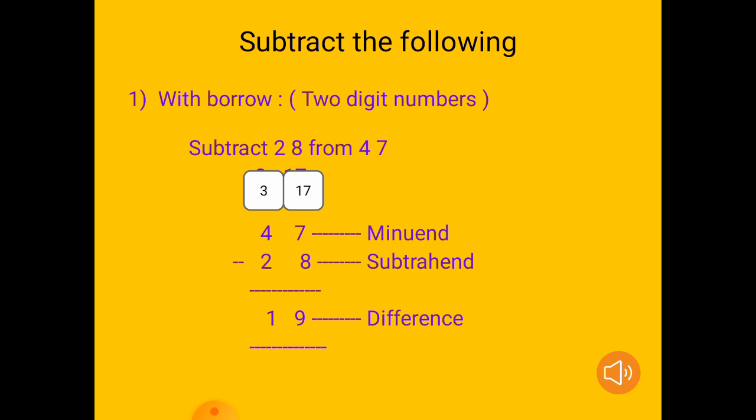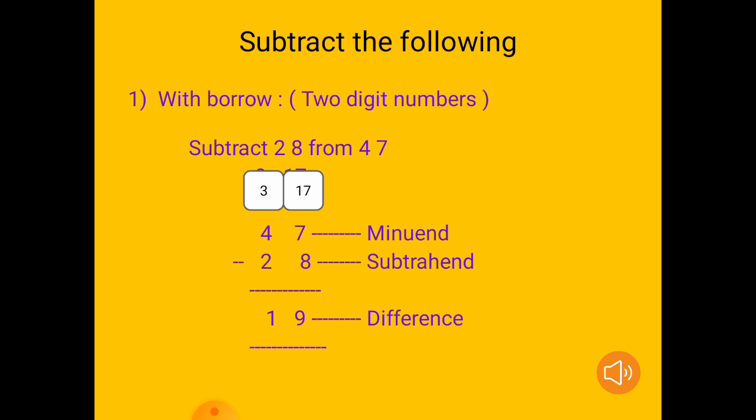Now when I want to subtract, I see the number 7 is smaller than 8. 8 is a bigger number, 7 is a smaller number. So I cannot subtract 7 minus 8. So here I am going to borrow from the next place, that is tens place, and the number is 4. So 4 is in the tens place means it is 4 tens, that is 40. So here I am going to borrow 1 ten from 4 tens.